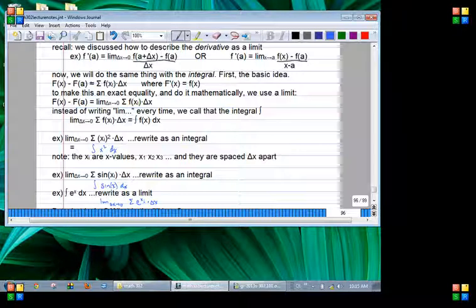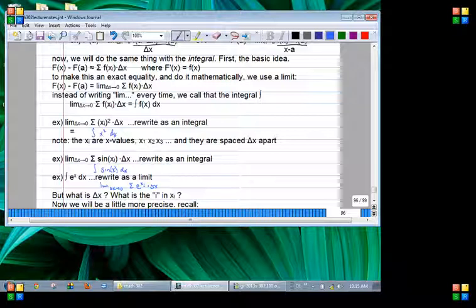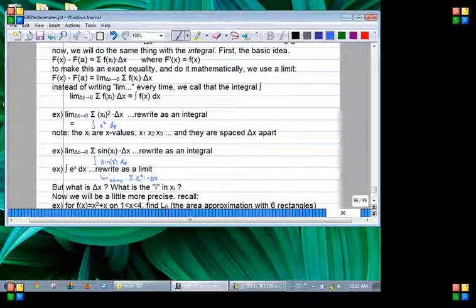But today, and I think this kind of represents stuff that we've more or less done before, what we're going to do today is actually dig a little deeper. We're going to say, okay, we said delta x becomes dx, blah, blah, blah, but what actually is delta x? And when we write i and xi, what does that actually mean? So today we're going to be a little more precise. So let's take a look.